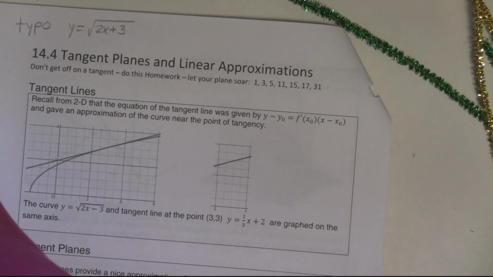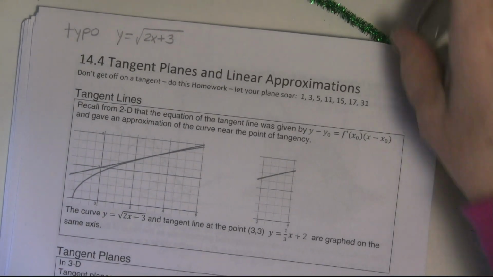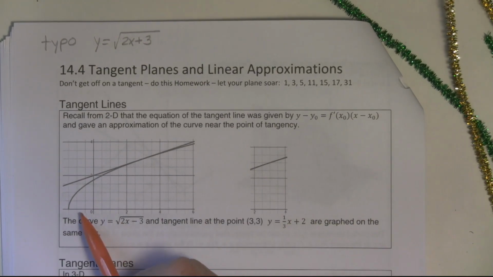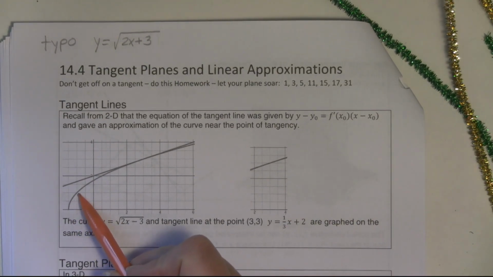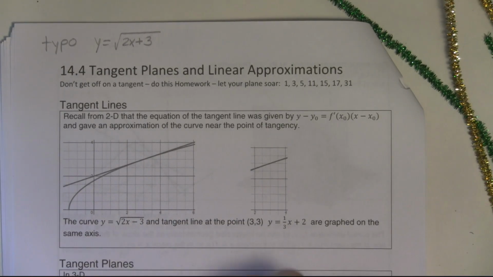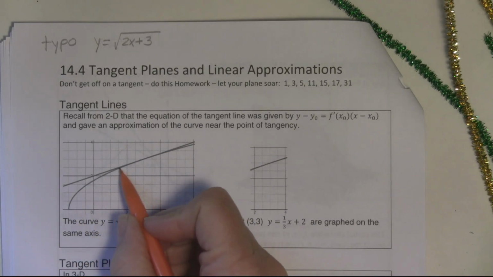Everything got jumbled up here this morning. But this curve right here is the curve y equals square root of 2x, and it should be plus 3. I don't know what happened there on getting that typed, but that's what's graphed there.